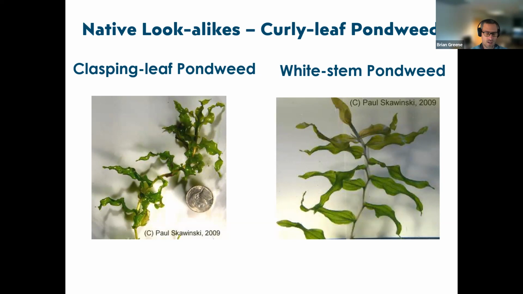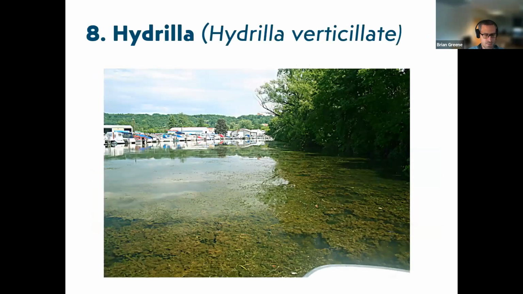But once again, curly leaf pondweed generally by early to mid-July has almost disappeared from our waterways. So good question, Deborah. All right, the last plant is hydrilla. It can grow super dense, super thick, clogging our waterways and preventing boating and other recreation.